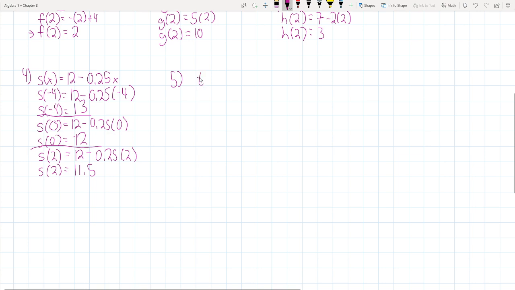Okay, number 5. T of x equals 6 plus 3x minus 2. So if I do t of negative 4, that equals 6 plus 3, instead of x, I say negative 4, minus 2. Let's see, so this winds up being 6. 3 times negative 4 is negative 12, so minus 12 minus 2. So t of negative 4 equals, 6 minus 12 is negative 6, minus 2 is negative 8.